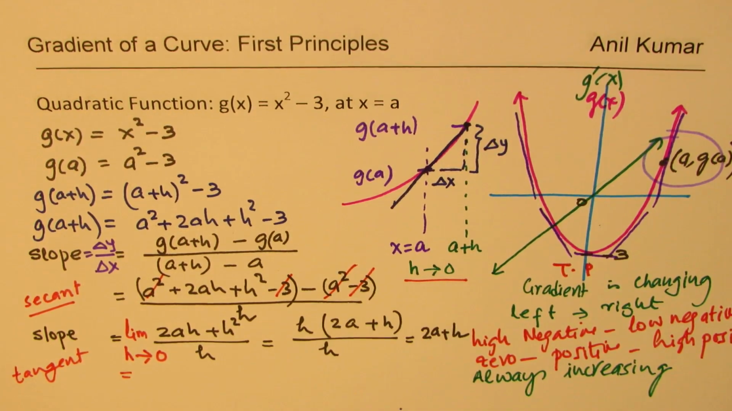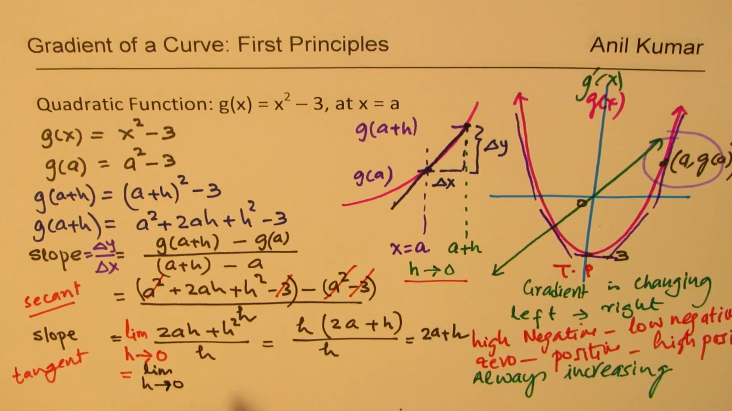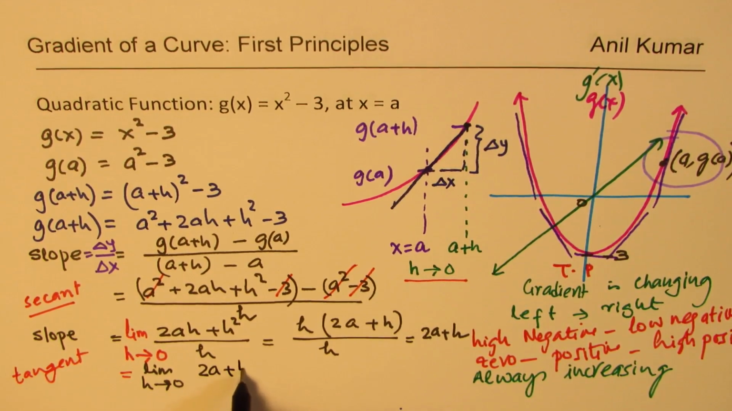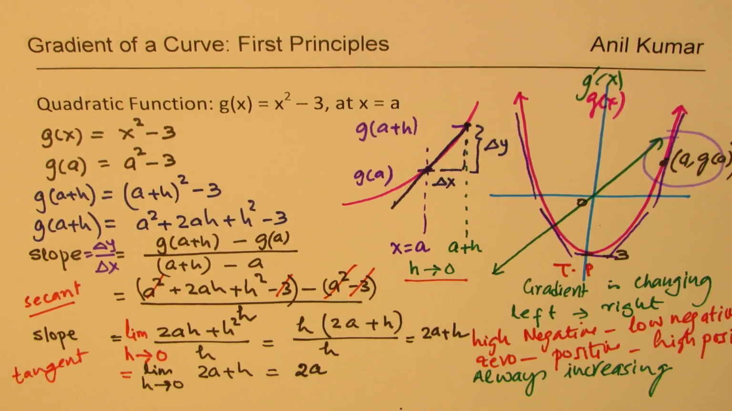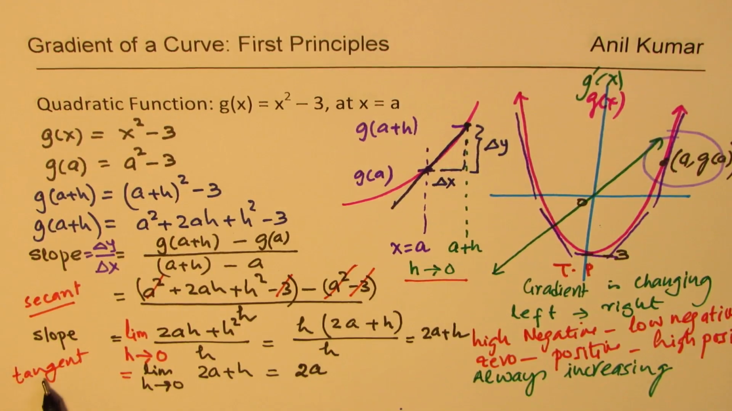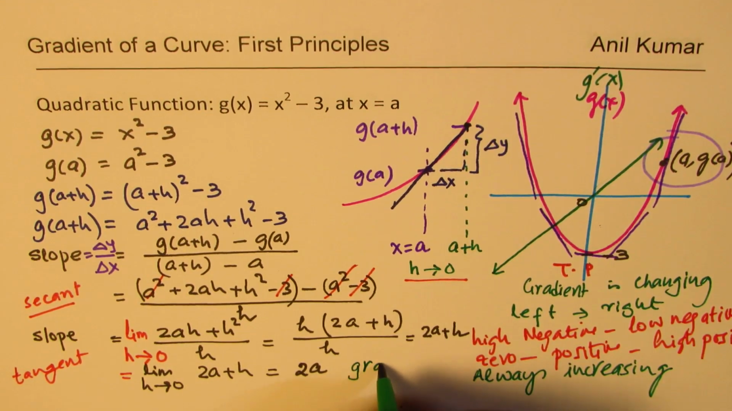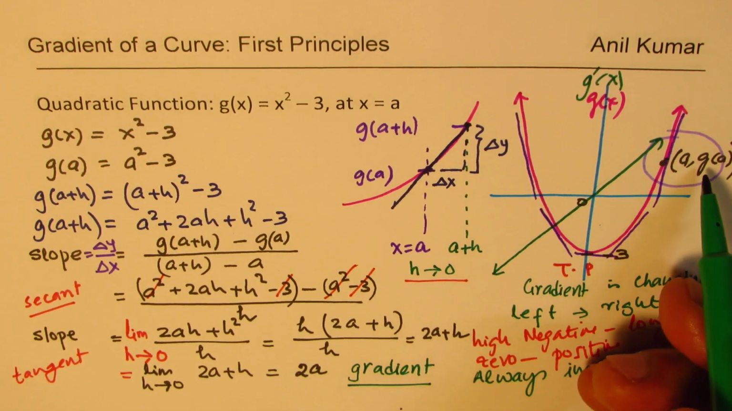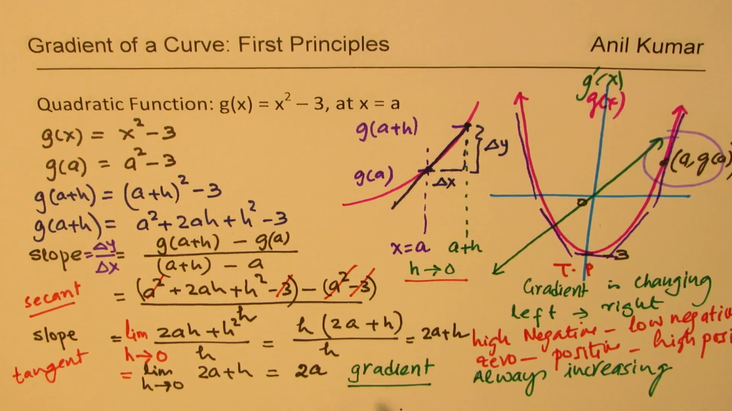2a plus h. So in that case, when I say limit h approaching 0 for 2a plus h, now since h is approaching 0, we are left with the term twice a. Do you get the idea? So what we get here is that this is the slope of the tangent line, and that will be called as our gradient. Is that clear? So on this curve, we have a general expression to provide gradient of the curve.